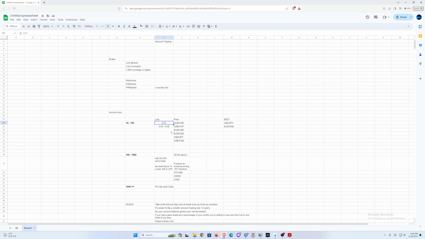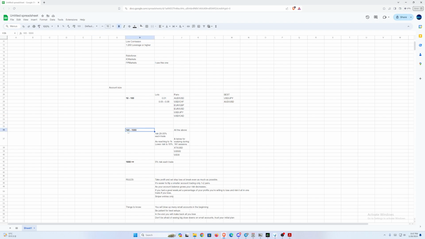Once we are using these pairs with a tender account, we are going to use lots like 0.01, 0.05 to 0.08, this range only. So we are going to risk a lot, very high, and we hope to 10x our account in a few trades, like 1 to 2 trades or so.